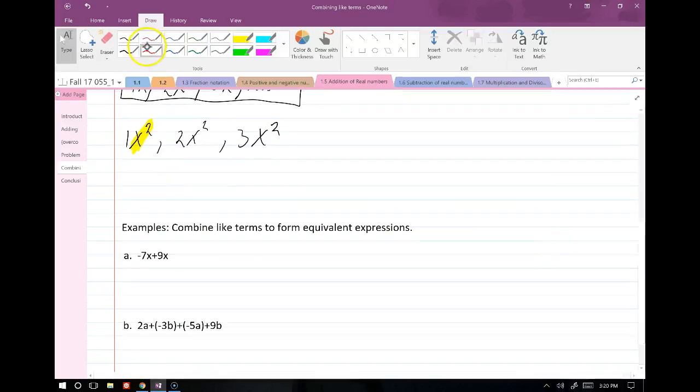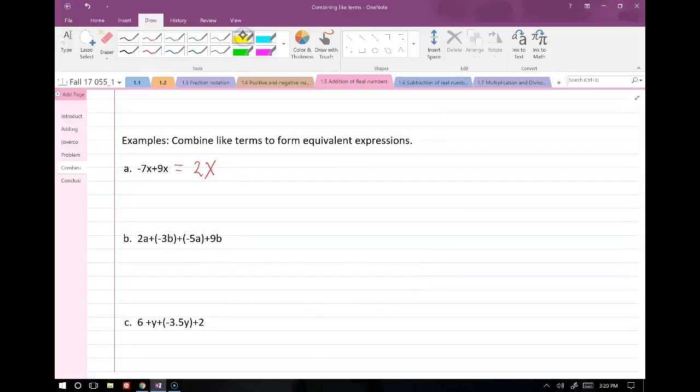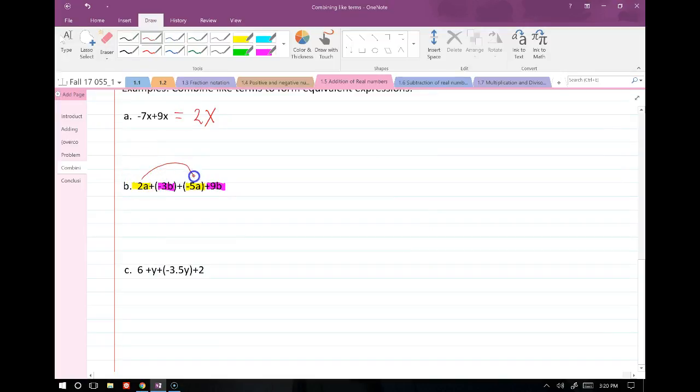All right, so suppose they wanted us to combine some like terms to form equivalent expressions. Are these guys alike? Yeah, because they both have just x as their variable factor. There's no other number in there. And so, what's 9 minus 7? 2x, there we go. Okay, so how about this one? We can see that some of these are attached to the variable a, other ones are attached to the variable b, and so we keep those separated. So we're going to combine our 2a and our 5a. 2a minus 5a, what does that equal? Negative 3a.